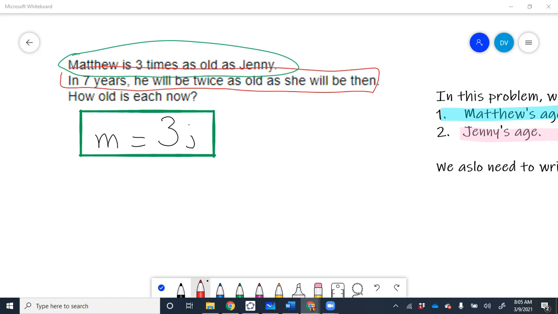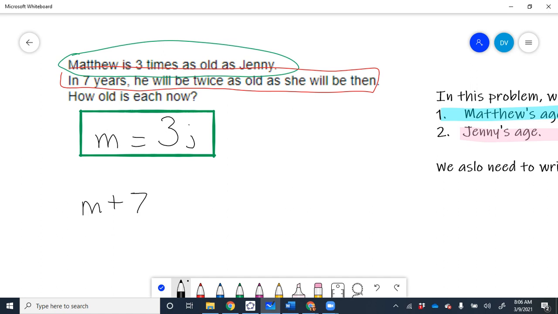Now we need to write another equation that I have in red here. And it says, I'm going to paraphrase it. It says in 7 years, Matthew will be twice as old as Jenny will be in 7 years. It doesn't say exactly that. Like I said, I paraphrased it. So first, let's write an expression for Matthew's age in 7 years and an expression for Jenny's age in 7 years. Matthew's age in 7 years is going to be M plus 7.